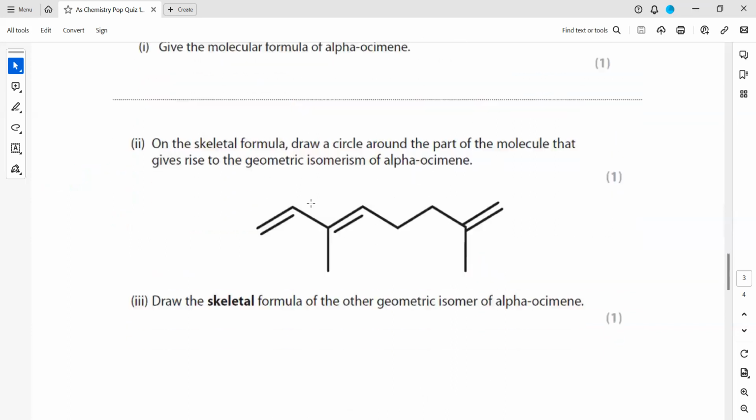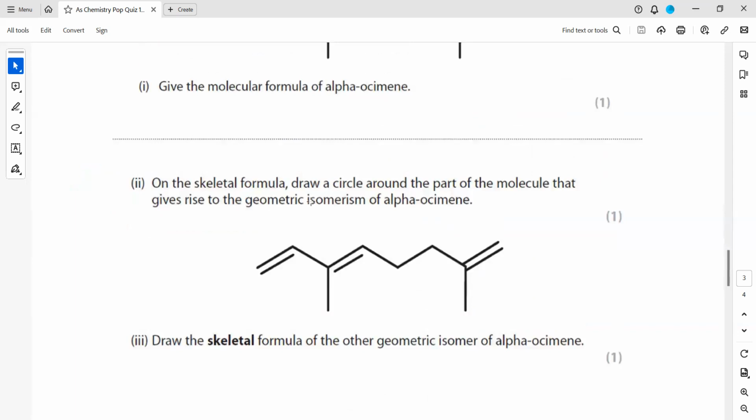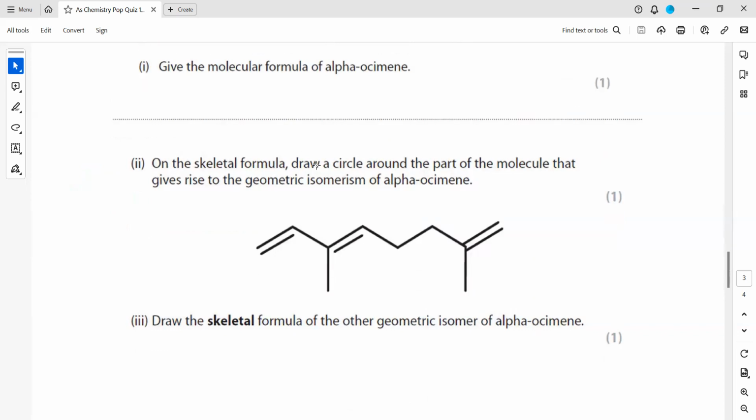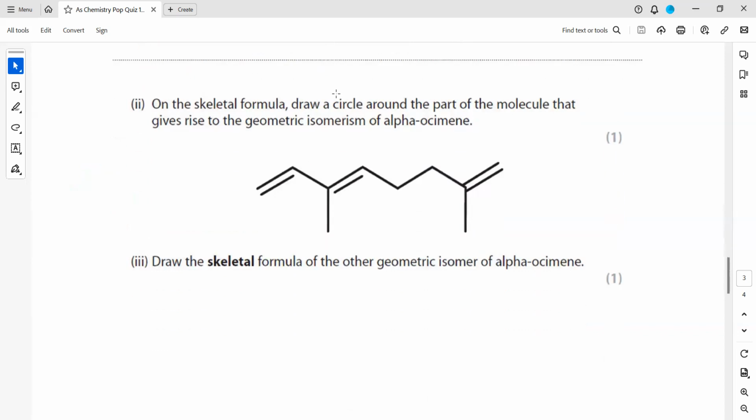On the skeletal formula, draw a circle around a part of the molecule that gives rise to a geometrical isomer. Look, to be a geometrical isomer, what should happen? It should have different groups attached to a carbon-carbon double bond. If different groups are attached to a carbon-carbon double bond, we call that a geometrical isomer. So we have to check three regions. This is one region, this is a second region, and there's a third region of carbon-carbon double bond. We have to check these regions only.